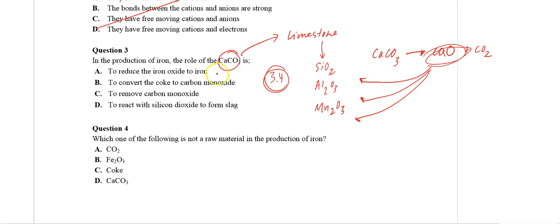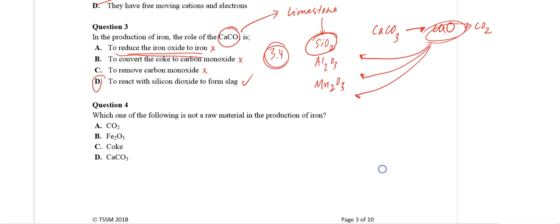Okay, so let's look at the answers here. To remove iron oxide from iron, this is the desirable reaction that we want at the end of the day. So reduce the iron oxide to iron. This is the desired reaction, but this is not what calcium carbonate does. So it's not this one. Coke to carbon monoxide is another reaction. It has nothing to do with calcium carbonate. Remove carbon monoxide. We need carbon monoxide to react with the iron oxide to form iron. And then the last one, to react with silicon oxide, to form slag. This is the single correct response to do with calcium carbonate.